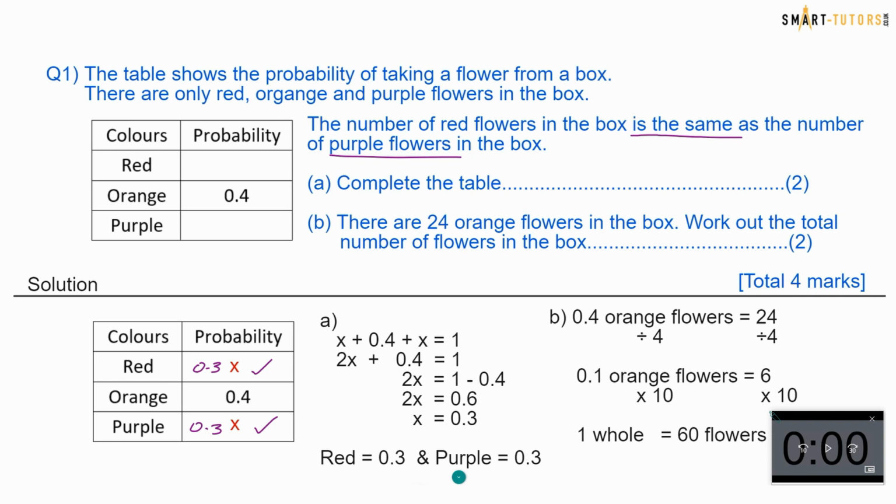For the second part, they are asking for the total number of flowers in the box, which is going to be 60. The working is: 0.4 fraction of the flowers is going to be 24. That can easily be divided by 4 on both sides. 0.1 is going to be 6, times both sides by 10. That gives the 1 whole on your left hand side, which gives 60 flowers as the final answer. Let's go to question number 2.